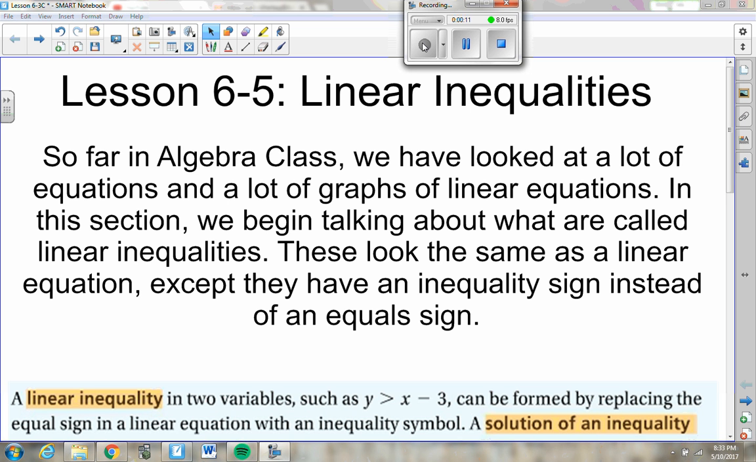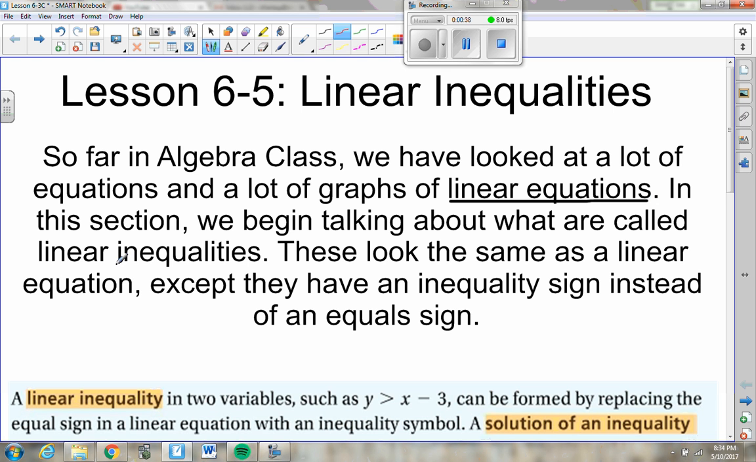In this video, we're going to start talking about linear inequalities, which are very much related to linear equations, which we have been talking about a lot in algebra class. We looked at a lot of equations and a lot of graphs of linear equations. We have just finished up solving systems of linear equations. And in this video, we're going to begin talking about linear inequalities.